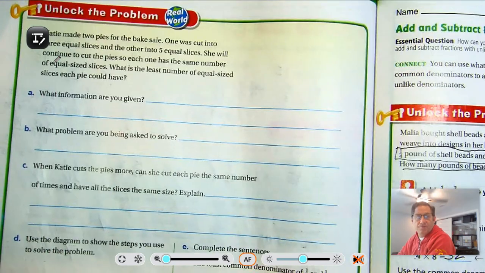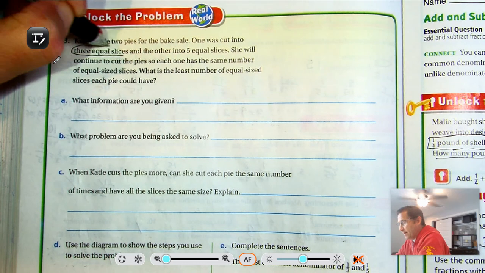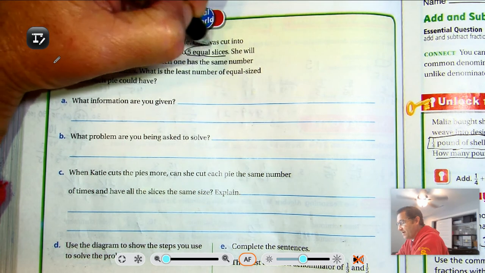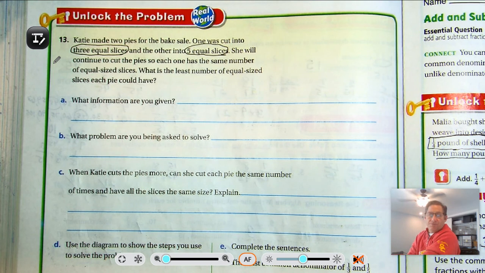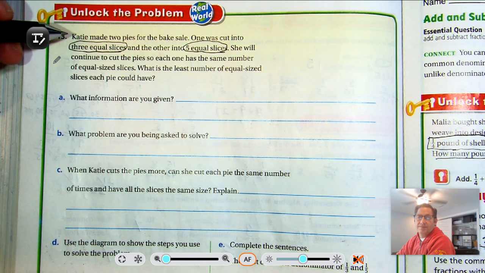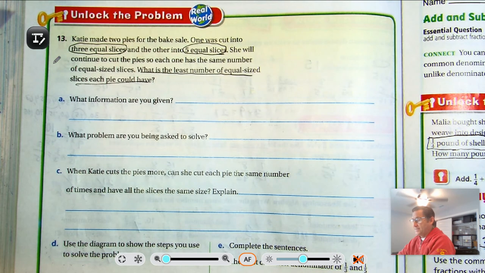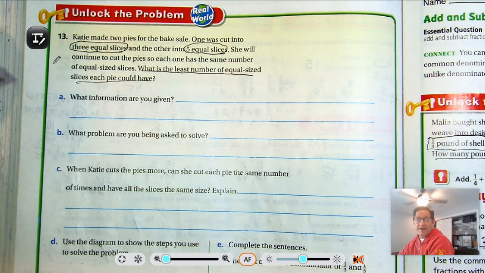Katie made 2 pies for the bake sale. One was cut into 3 equal slices and the other into 5 equal slices. She will continue to cut the pie so each one has the same number of equal sized pieces. What is the least number of equal sized pieces or slices each pie could have?